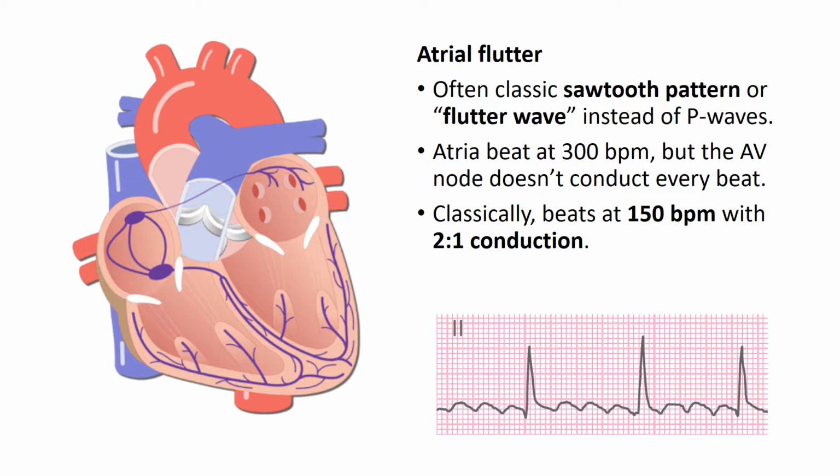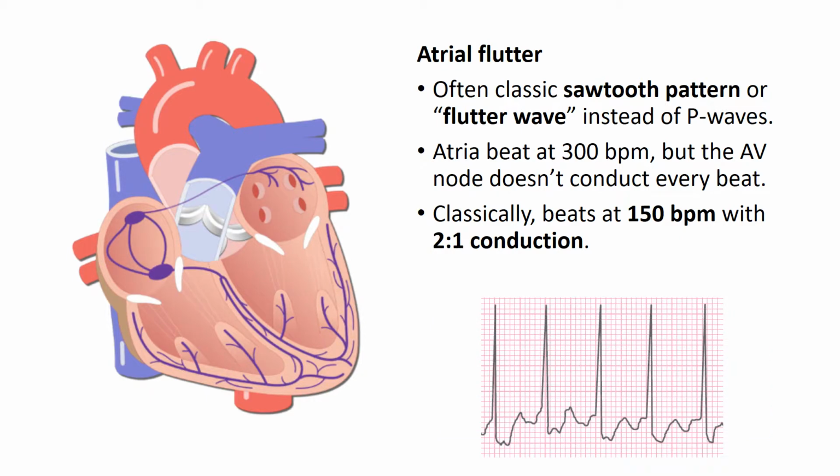Now the picture I've shown you down here is actually 4-to-1 conduction. So if you look at that, you get a beat, a beat, a beat, and then a QRS on the fourth one. 1, 2, 3, QRS on the fourth. So this is 4-to-1 conduction. And at this speed, it's really easy to see that sawtooth pattern.